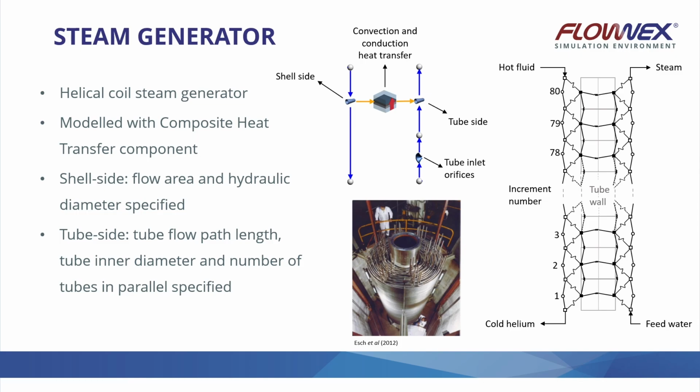The composite heat transfer component provides the user with the freedom of using your own custom heat transfer correlations and pressure drop correlations. Otherwise, you can just use the default component settings. The shell side is modeled by specifying the flow area, the hydraulic diameter, and the length of the shell. The tube side is modeled by specifying the tube's length, diameter, and the number of tubes in parallel. The pipes representing the tube and shell side are incremented as well.